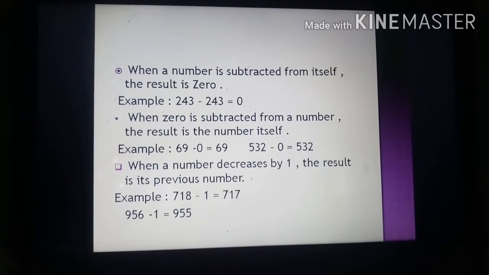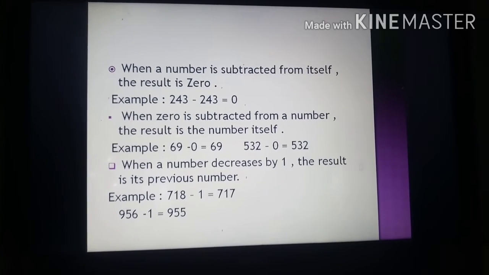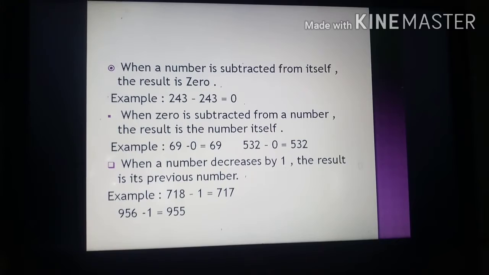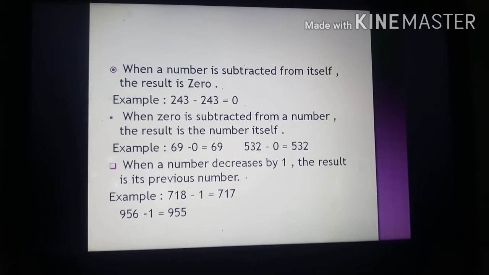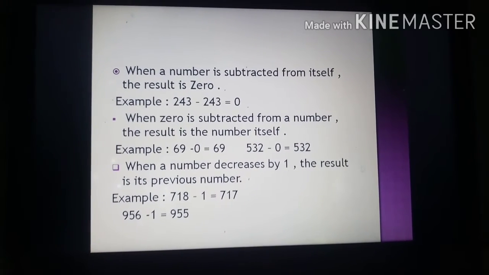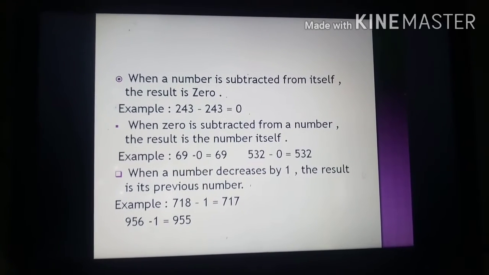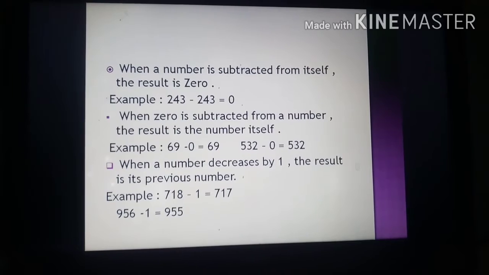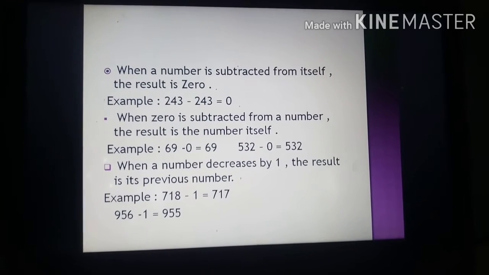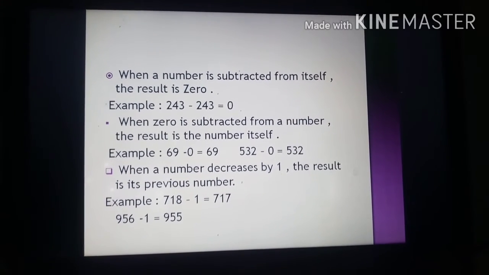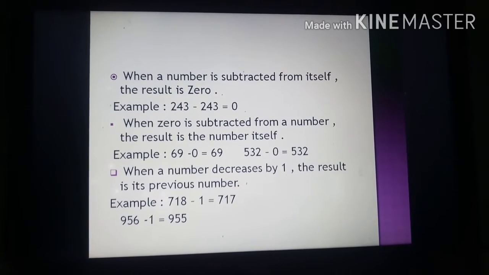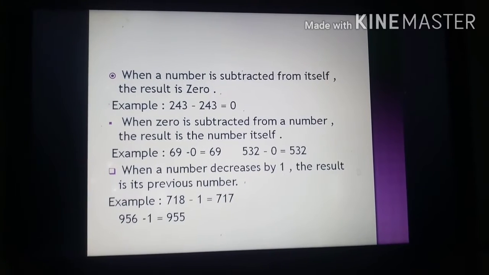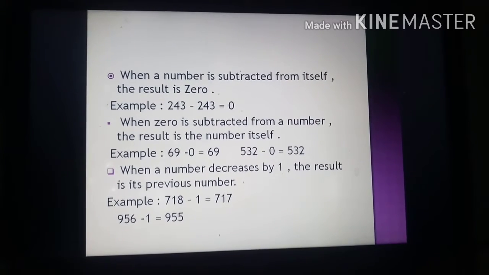Like, you are having 10 pencils and you gave all the pencils to me. Now, how many pencils do you have? You have 0 pencils. Why? Because you had given all the pencils to me. So, if a number is subtracted from itself, then the answer will be 0.